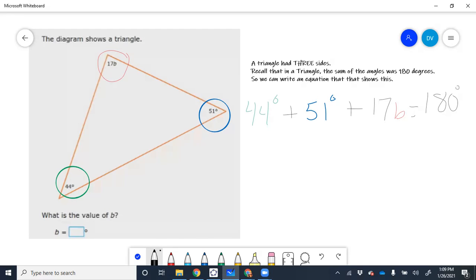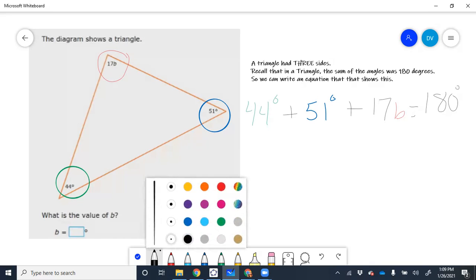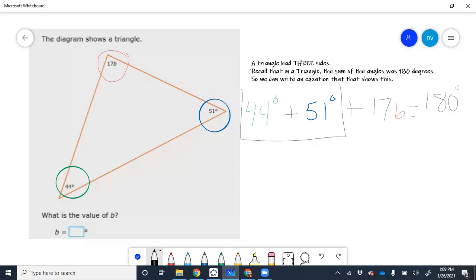Take your time. You don't have to rush through it. So the terms that are alike here, after you've written it down, are these two terms. They're alike because they both have a degree symbol. I know they're different colors, but other than that, they're alike. So we can add up those two like terms.